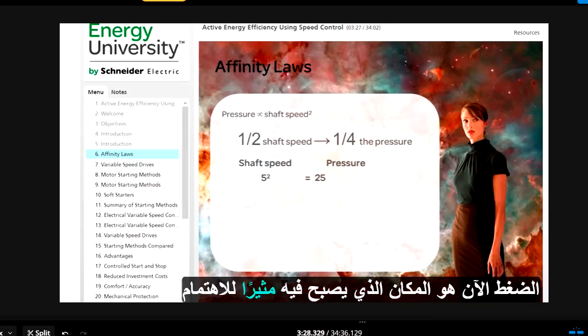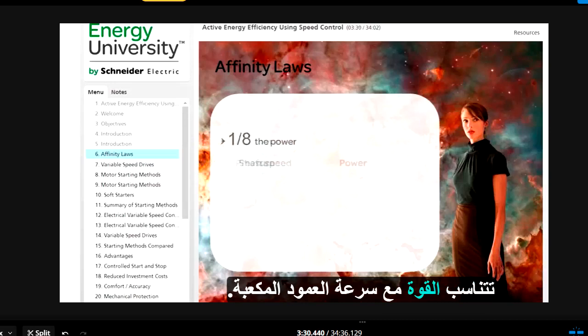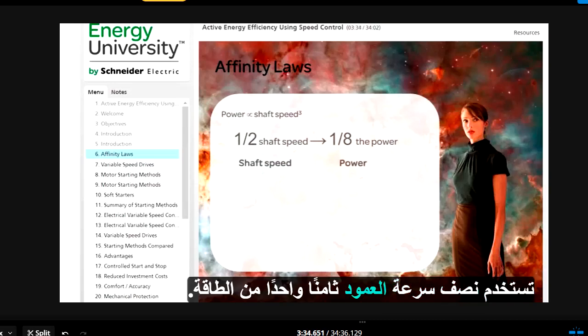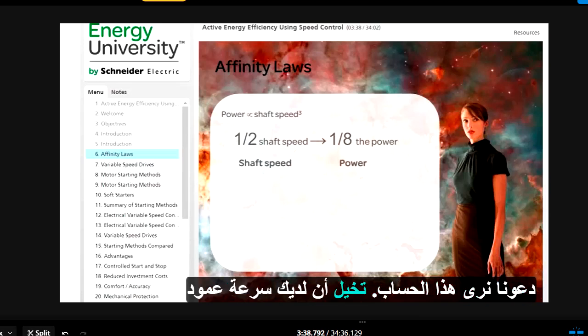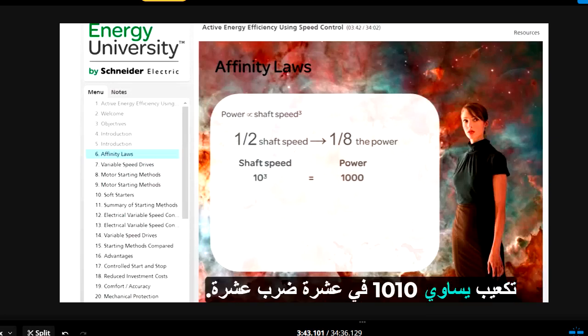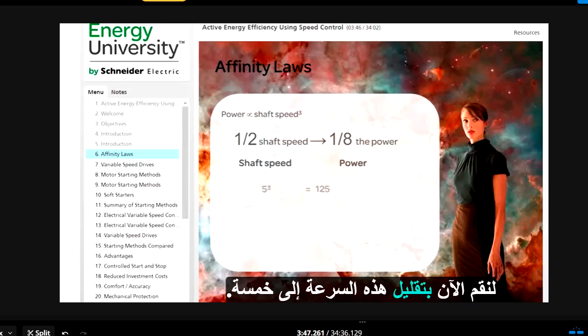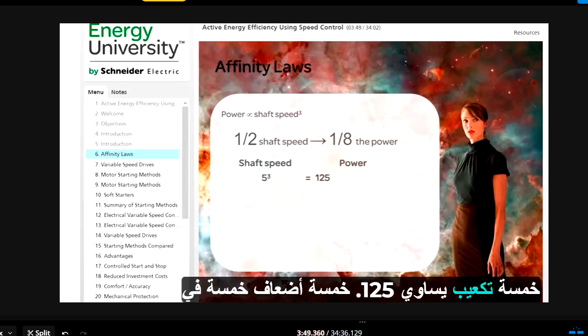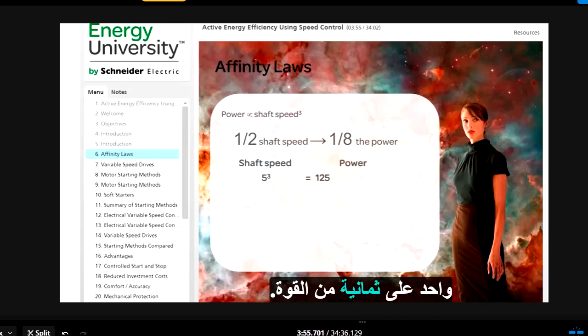Now is where it gets interesting for us. Power is proportional to the shaft speed cubed. Half the shaft speed uses 1/8 of the power. Let's see that calculation. Imagine you have a shaft speed of 10. 10 cubed is 1,000. 10 times 10 times 10. Now let's take that speed down to 5. 5 cubed is 125. 5 times 5 times 5. Half the shaft speed, 1/8 of the power.